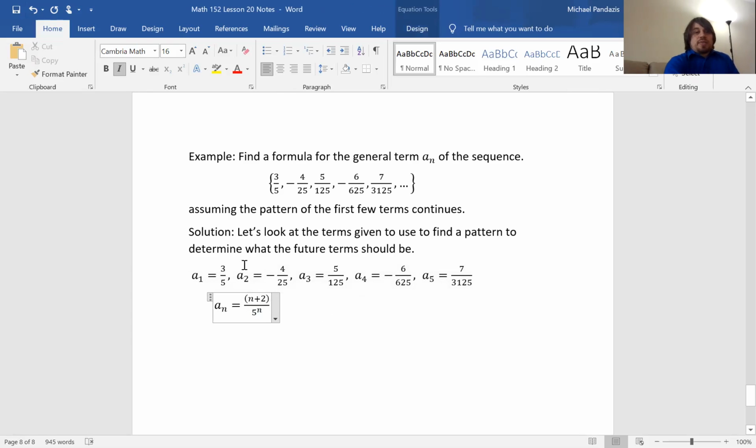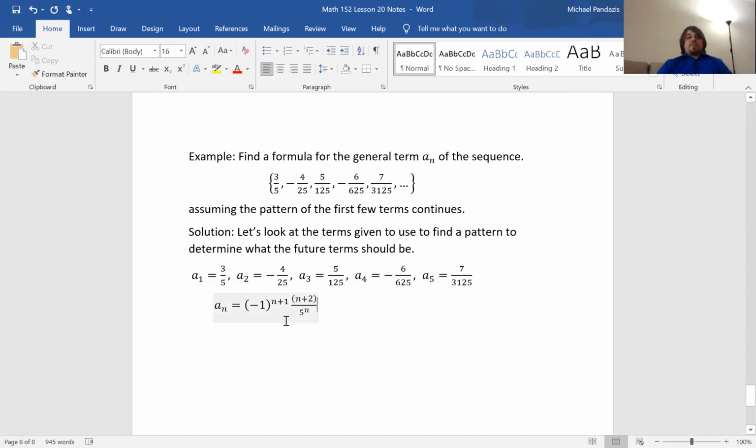And so we're almost done. We have the numerator and denominator, but we don't have the sign. Well, notice that the odd terms, the first term, the third term, the fifth term, are positive. And the even terms, the second term, the fourth term, and so forth, are negative. And so what we want is something that will give us +1 for an odd n and a -1 for an even n. So just do -1 raised to the n plus 1 power.